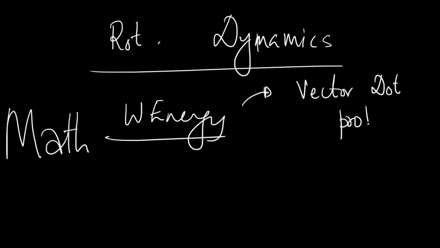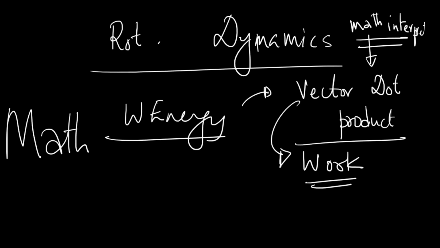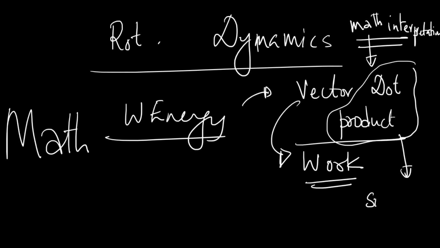Okay, and it comes naturally in defining work. So we have talked about work, but we can just define the vector dot product to be work. And once we define the vector dot product to be work, we can understand the mathematical interpretation of this so-called dot product. See, the thing is, why would you not simply call the dot product work? Because the dot product is useful in other situations as well.